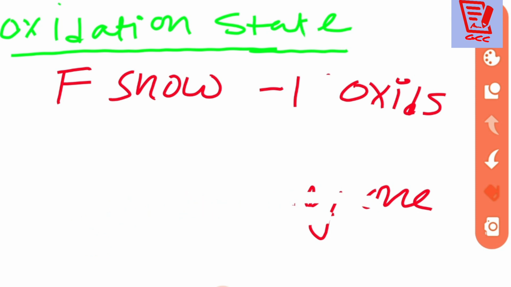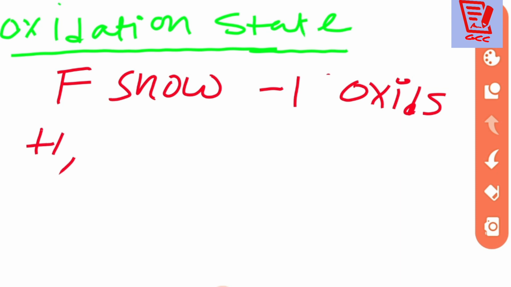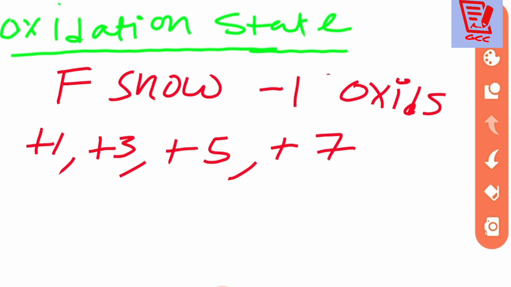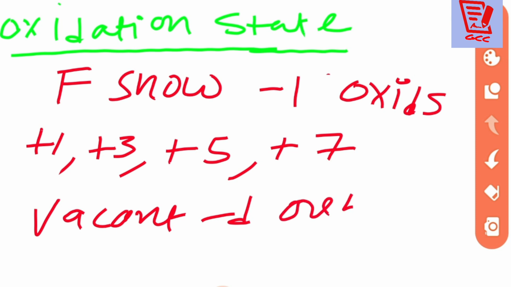But the other elements will show +1, +3, +5 and +7 oxidation states. Why is this so? This is because they all have a vacant d orbital. So I will explain this with one example, chlorine.